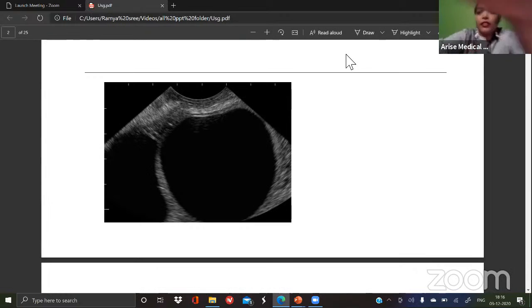First, I'm going to show you some USG based images and then we'll go through the maneuvers. So the first image which you're seeing is an ovarian cyst.